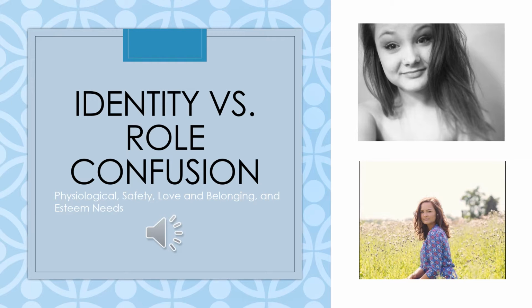The fifth stage of Erik Erikson's stages of development is identity versus role confusion. This is kind of where I am right now, being that I am 19 years old. This is a time when an individual is transitioning from adolescence to adulthood, so it occurs between the ages of 12 to 18. And this is when a person has to go through and re-examine who they are and what their beliefs and goals are.